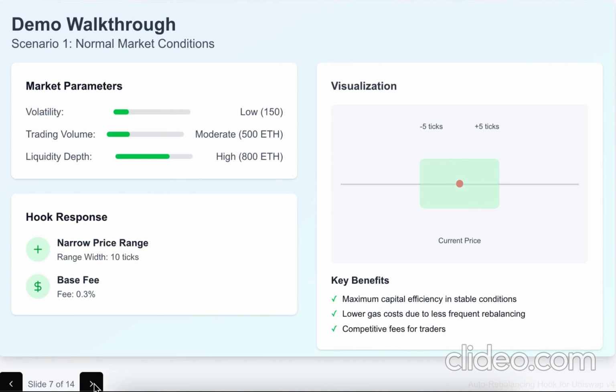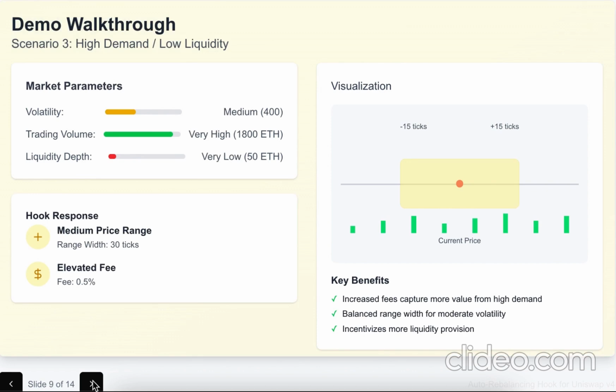Under normal market conditions with low volatility, the hook sets a narrow price range for maximum capital efficiency, that's 10 ticks. It maintains the base fee of 0.3. During periods of high trading volume but limited liquidity, the fee adjusts upward to capture more value for LPs. The hook encourages more liquidity provision.